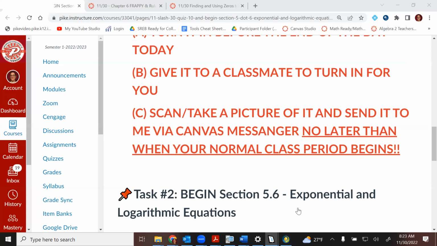Subtract 4 from both sides. So -7 equals 12x. And what? Divide both sides by 12. And so my final answer here would be x is negative 7/12.